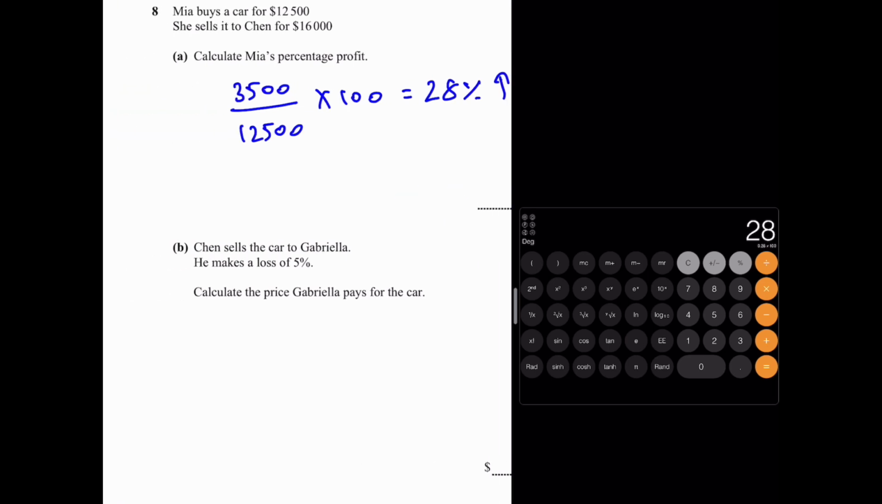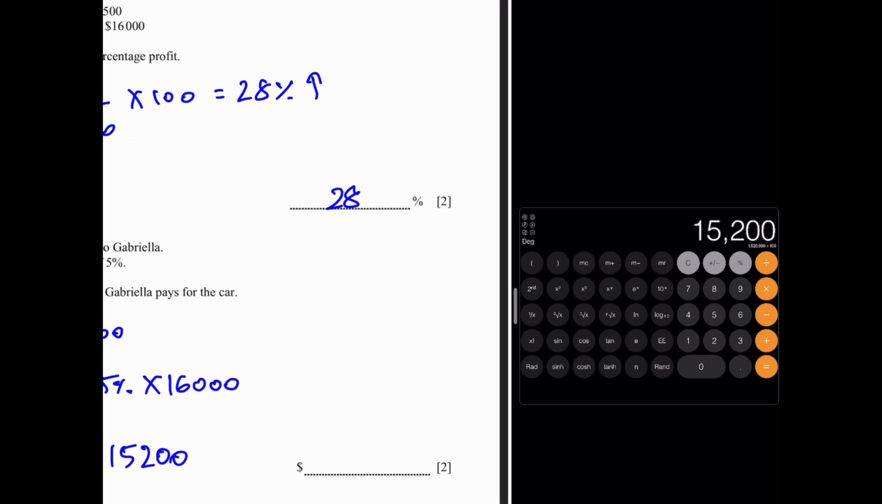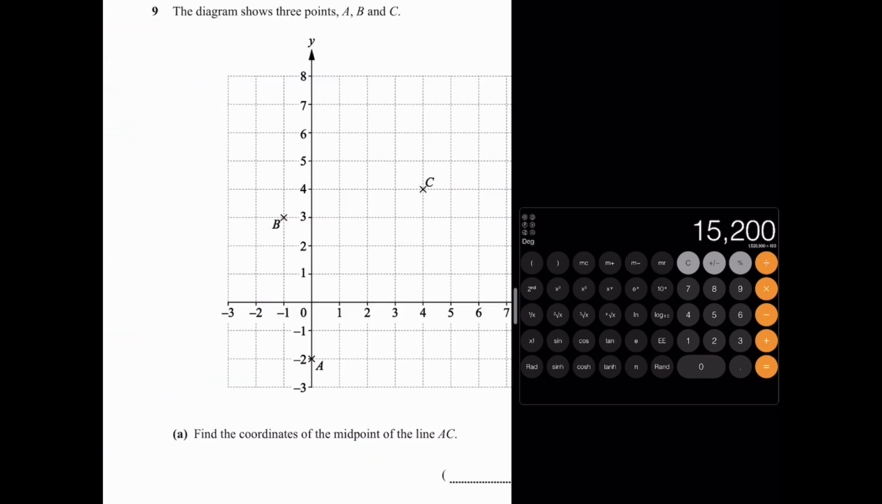B. Chen sells the car to Gabriella. He makes a loss of 5%. Calculate the price Gabriella pays for the car. So Chen got it for $16,000. And a loss of 5% is equal to 95% of 16,000. So that means 16,000 multiplied by 95 and divided by 100, which means he sells it for $15,200. That's the answer.